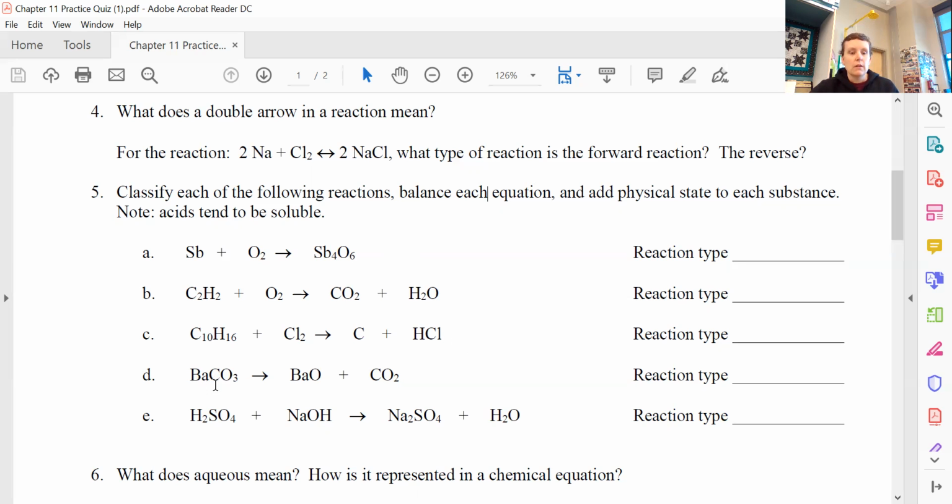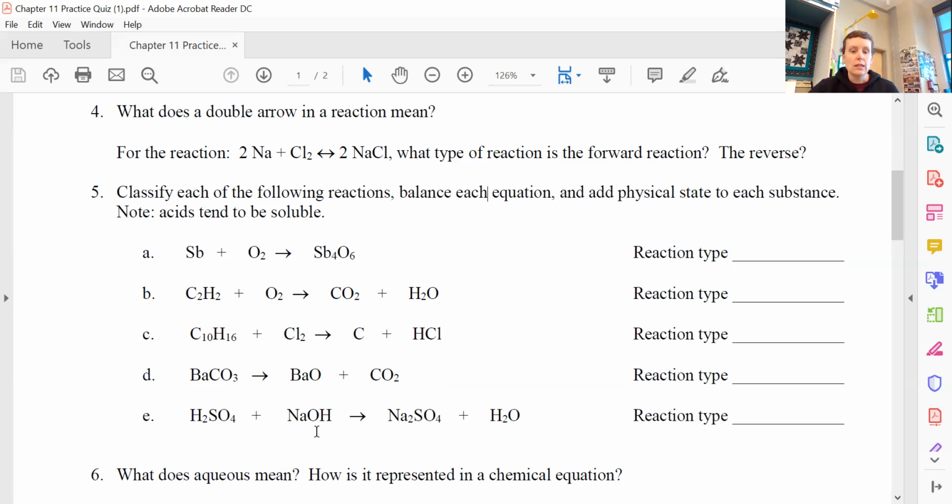Part D, barium carbonate by itself, that's a solid. Other side, barium oxide, metal oxide, that's a solid. And CO2 is carbon dioxide. Hopefully we recognize that as a gas.